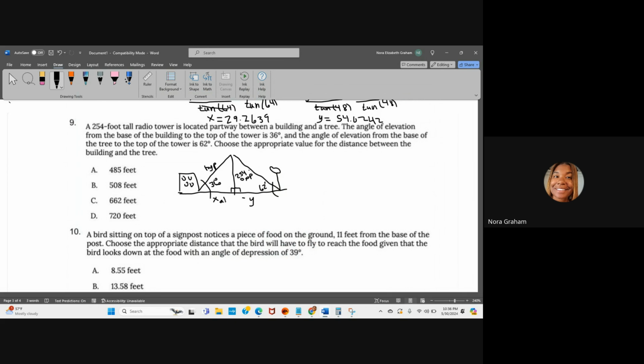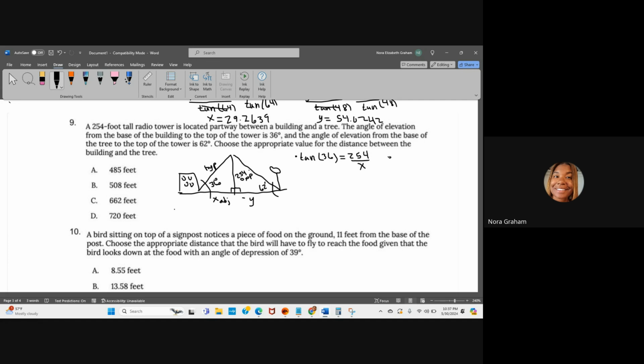Okay, so it looks like we're mostly dealing with adjacent because we're trying to find our adjacent and our op. So it's going to be tan again, right? So I'll do it over here. The first one is going to be tan of 36 degrees equals op over adjacent, which is 254. We don't know what our adjacent is. We're trying to find it, and we labeled it as X.